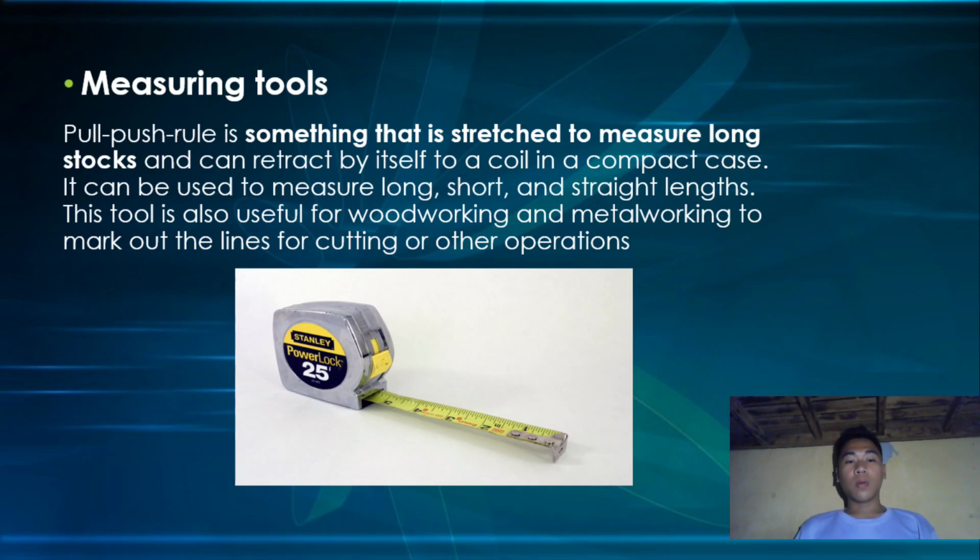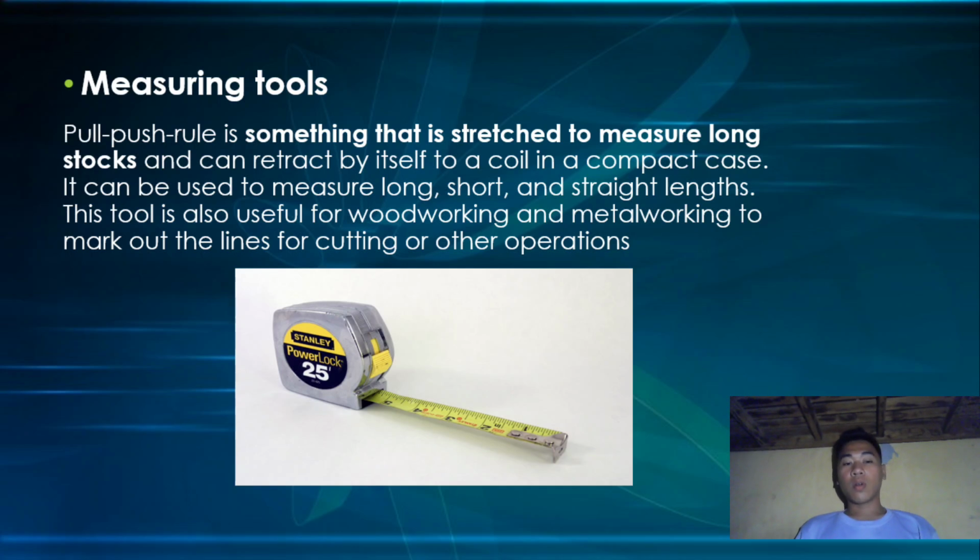We have a push-pull rule. A push-pull rule is something that is stretched to measure long stocks and can retract by itself into a coil in a compact case. It can be used to measure long, short, and straight lengths. This tool is also useful for woodworking and metalworking to mark out the lines for cutting or other operations.